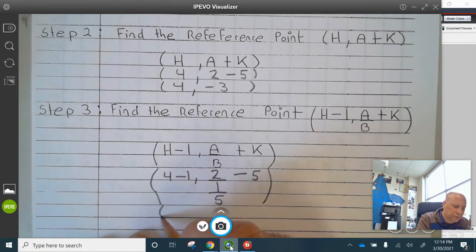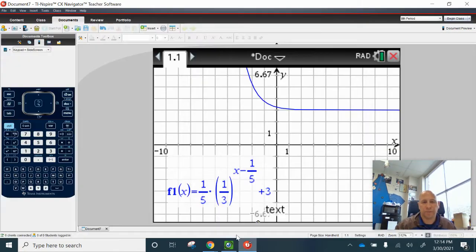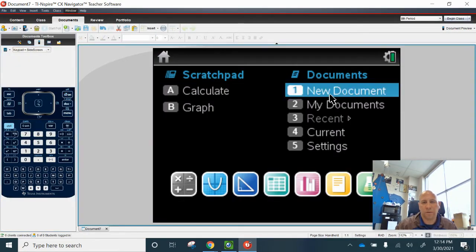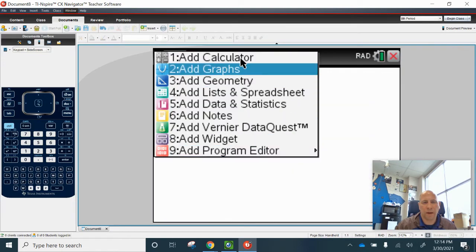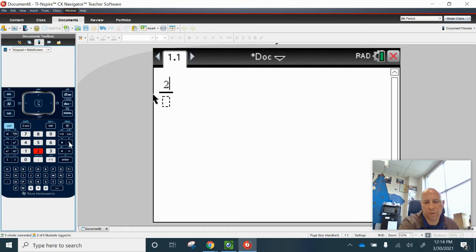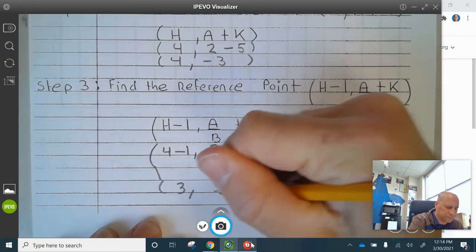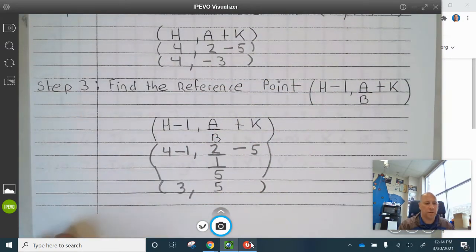Well, 4 minus 1 is 3, comma, let's put that in our calculator. So on, new document, add calculator. So control divide 2, control divide 1 divided by 5. Do it once, twice, minus 5 is 5. Okay, so the point is 3, comma 5.